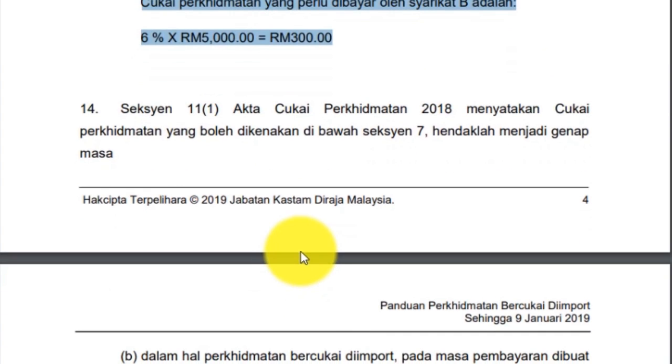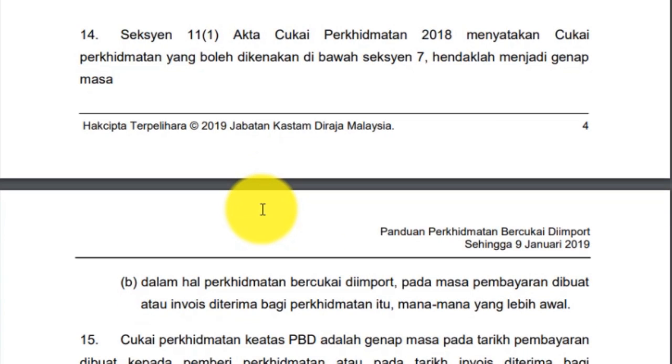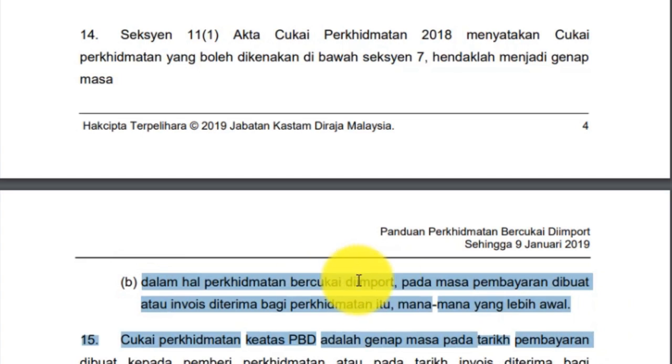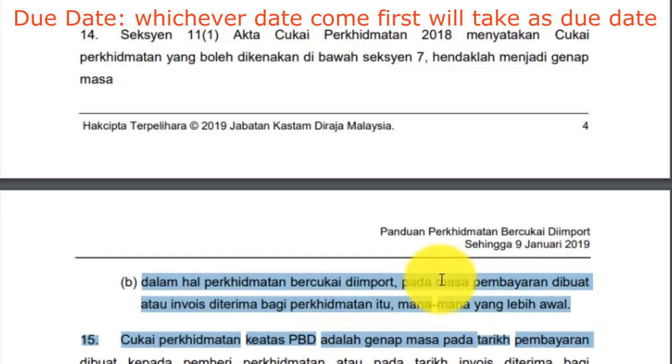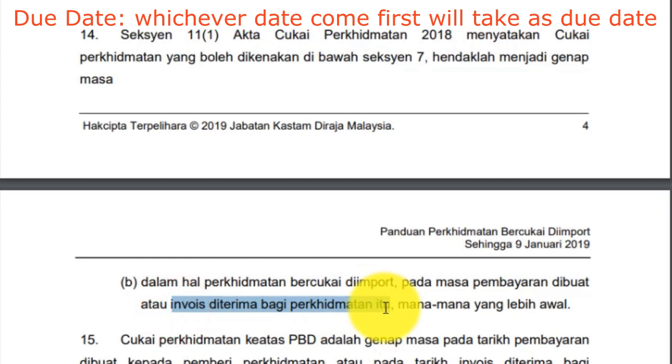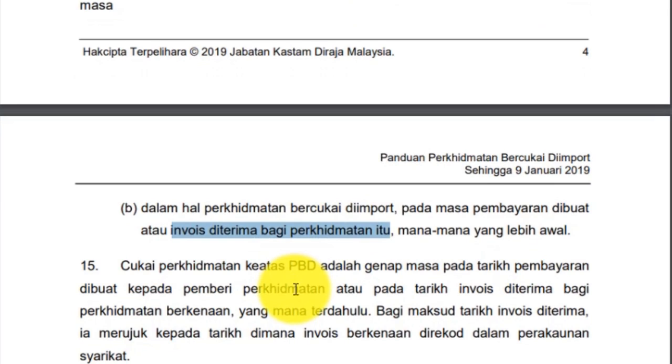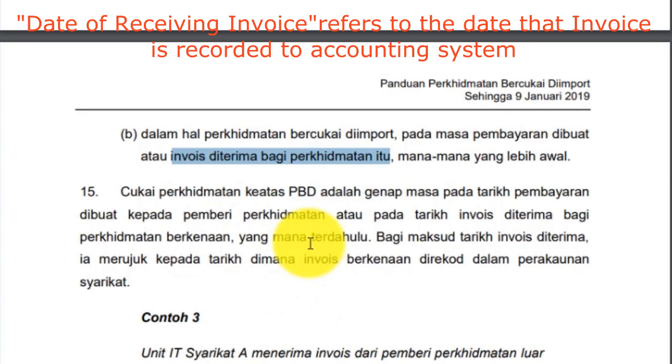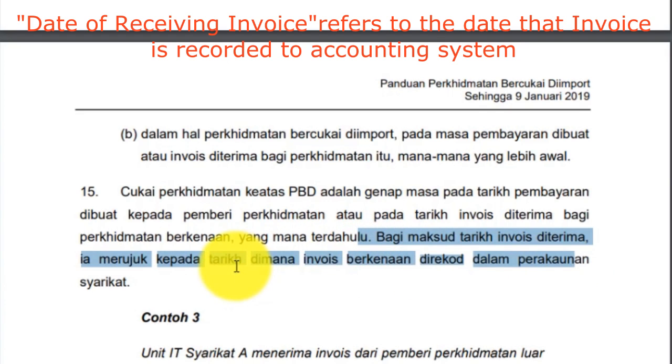Okay. Now scroll down a bit. So when is the due date? For any taxable imported service, the due date will be at the time of payment or at the time invoice received. See which one is earlier. So for invoice received, the date is also equal to when you key in as an accounting record. Normally it's based on the date you key into the accounting system also.